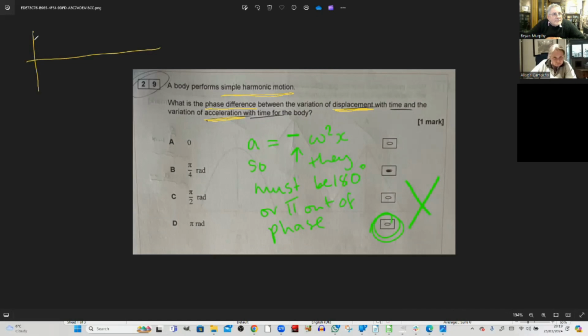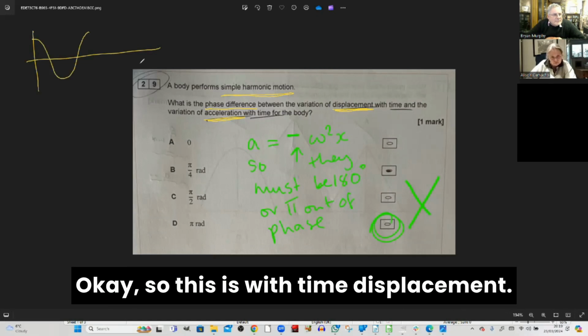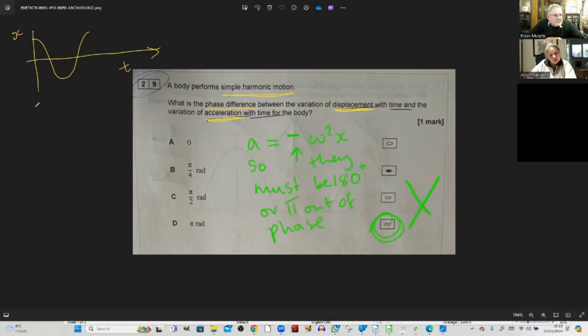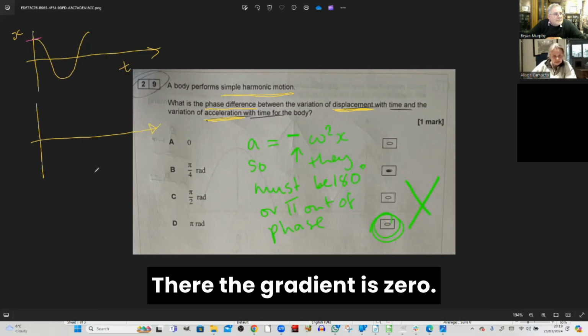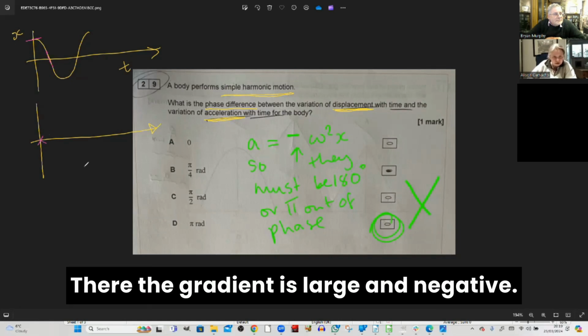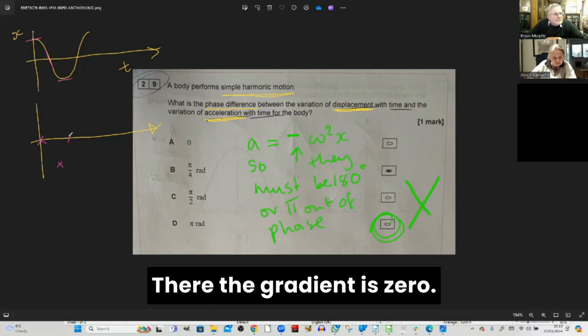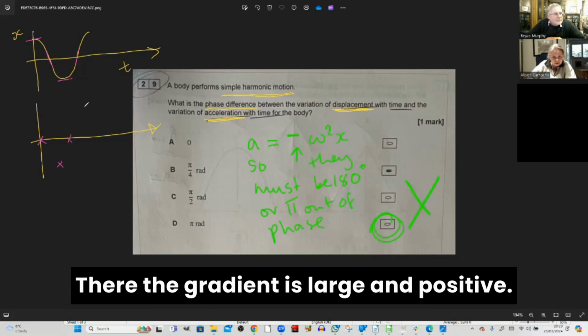Okay, displacement. Let's start with a cosine curve. So this is displacement with time. Velocity is the gradient of this one. There, the gradient is 0. There, the gradient is large and negative. There, the gradient is 0. There, the gradient is large and positive.